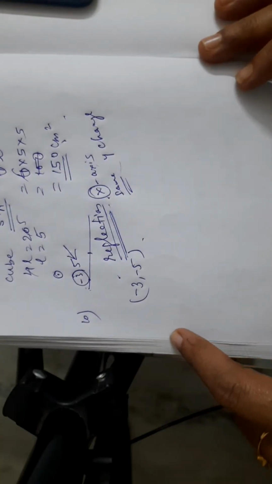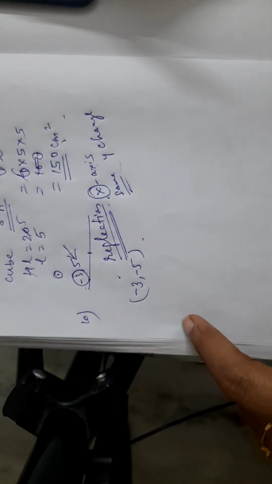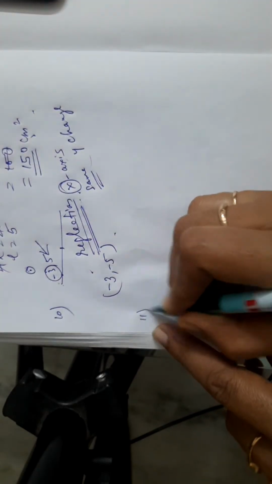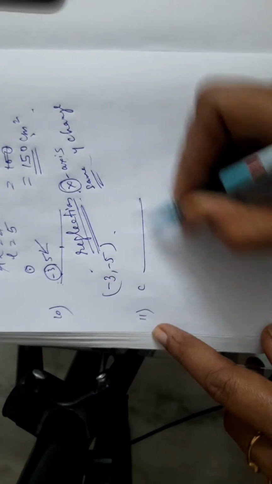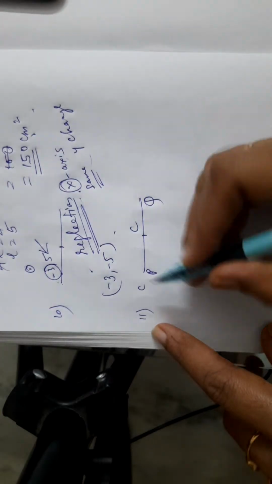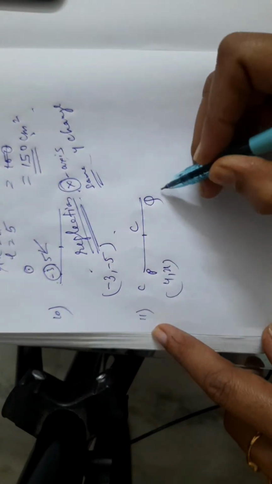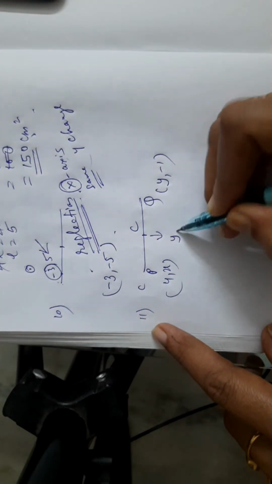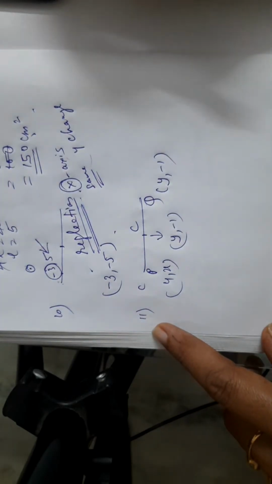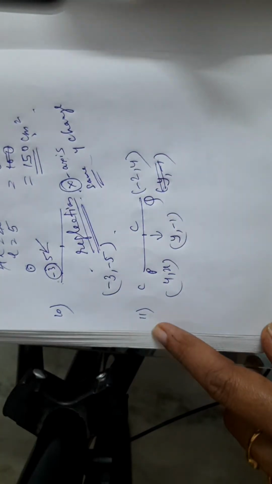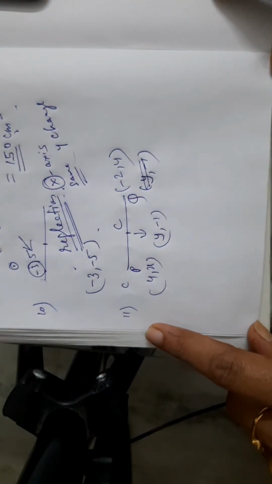Okay, now the next question. C is the mid of PQ. 11th question. PQ is a line where C is the midpoint. P is given 4, x and Q is given -2, 4. C is given y, minus 1. We need to find x and y.